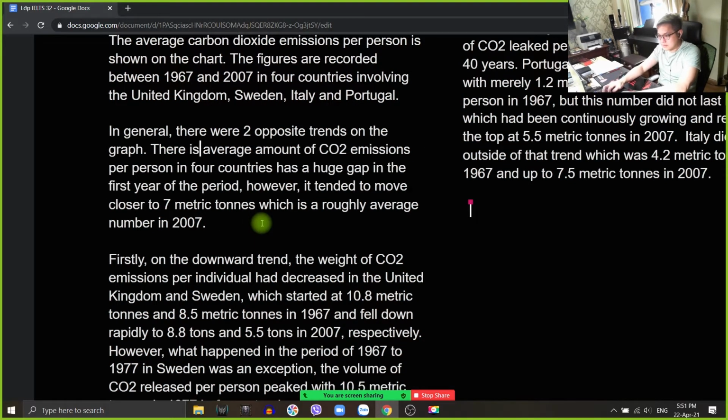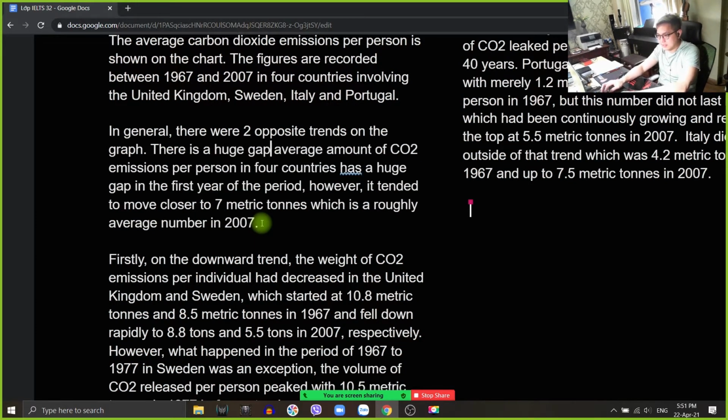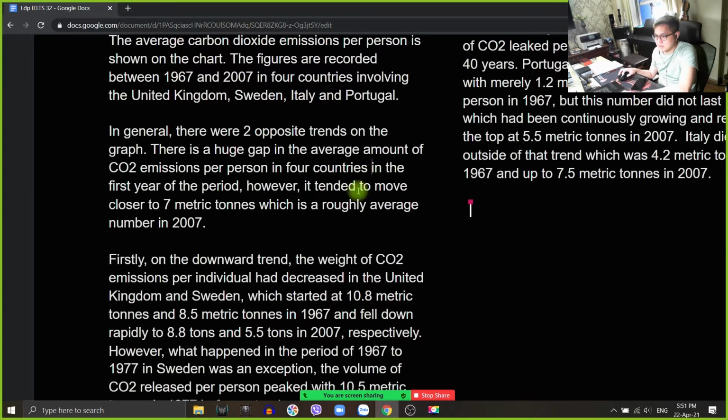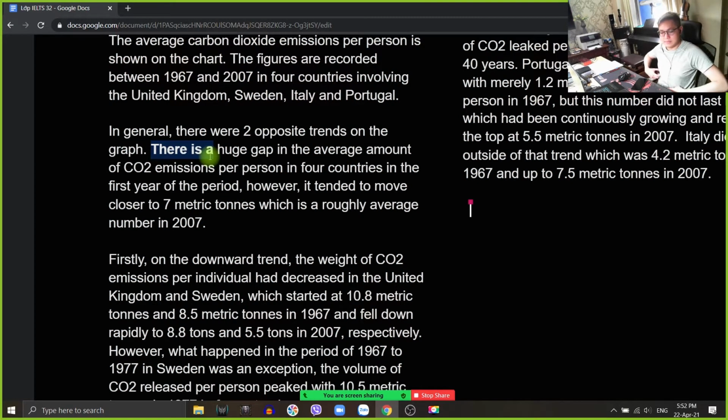So there is a huge gap in the average amount of CO2 emission per person in 4 countries in the first year of the period. Cấu trúc there is a gì đó nha các bạn, để nói một cái gì đó nó hiện hữu, thì là there is, there was hoặc there were hoặc there are gì đó.